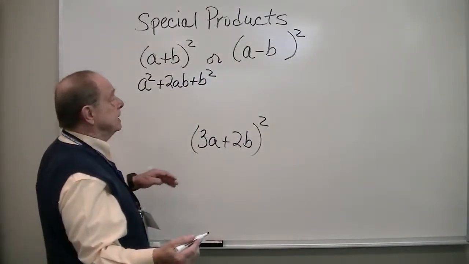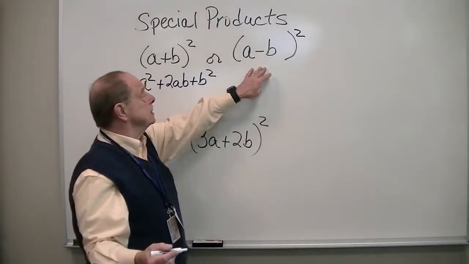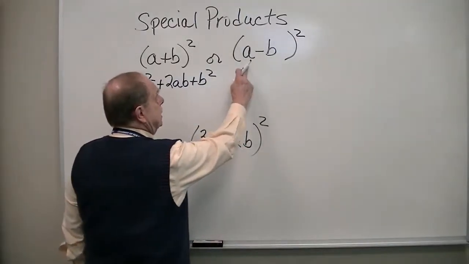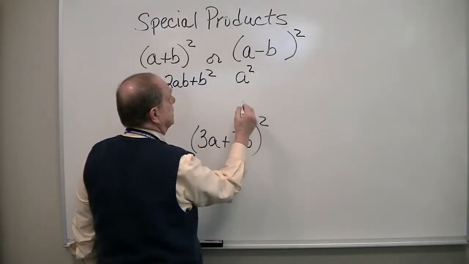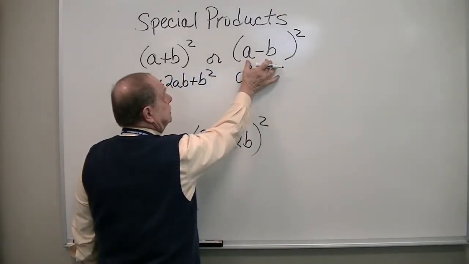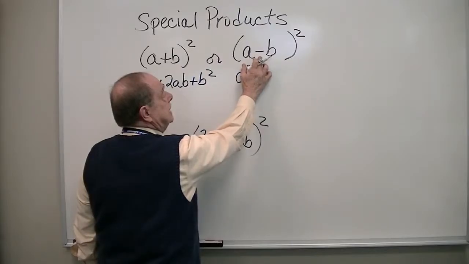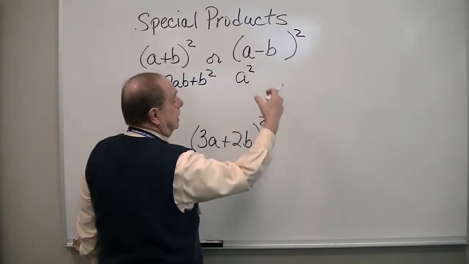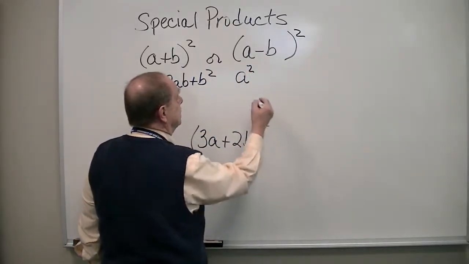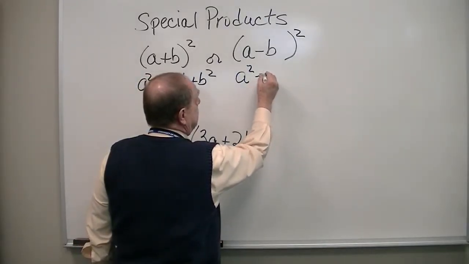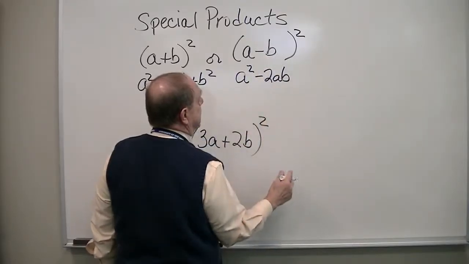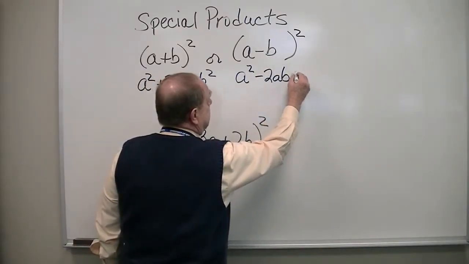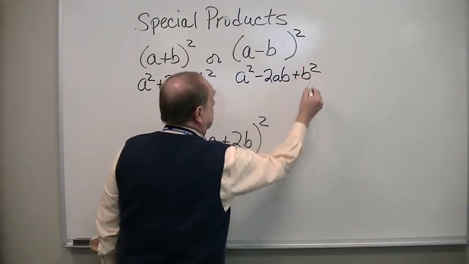So repeating it, there's only a little bit of a difference on this other one. We square the first term. That gives us A squared. We multiply these two terms together. That gives us a negative AB. And then times it by 2, or double it. That gives us a negative 2AB. And then we square the last term. That gives us a B squared, plus.